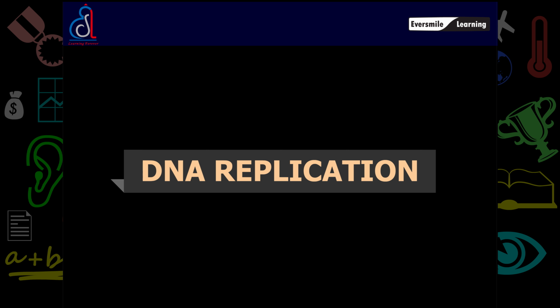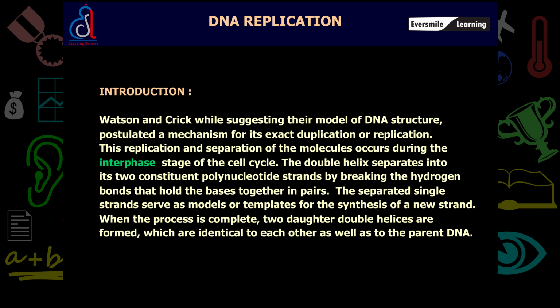DNA replication. Introduction. Watson and Crick, while suggesting their model of DNA structure, postulated a mechanism for its exact duplication or replication. This replication and separation of the molecules occurs during the interphase stage of the cell cycle.